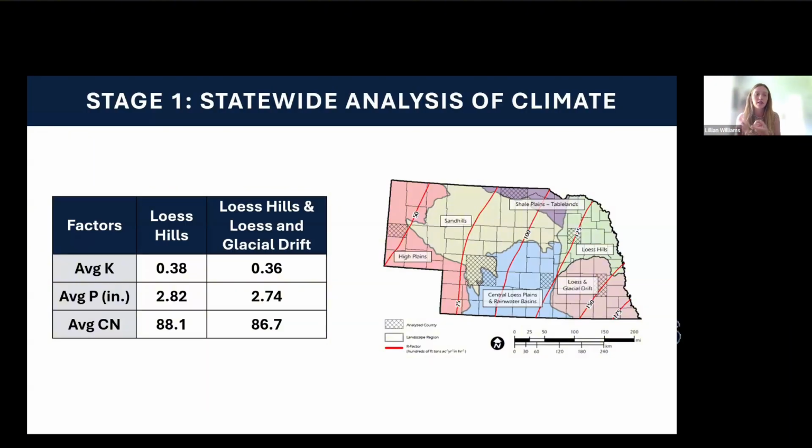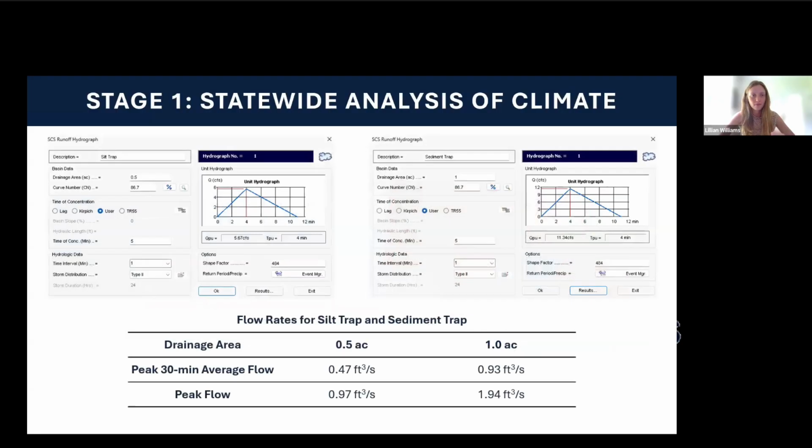So we averaged their K factors, which is erodibility, their P factor, which is the 2-year 24-hour rainfall depth, and then their curve number, so the average CN. So you can see that we did an analysis of just the Loess Hills, which is that highest experience one, and then we averaged the 2 regions, which is in that right column of the table. And that kind of helped us determine what our testing capacity could be.